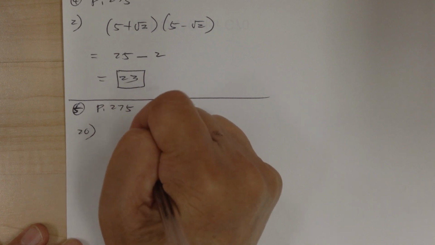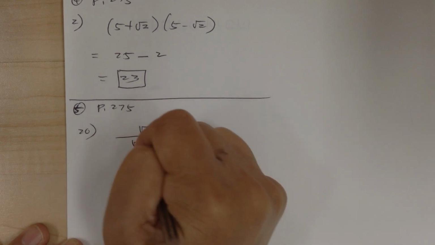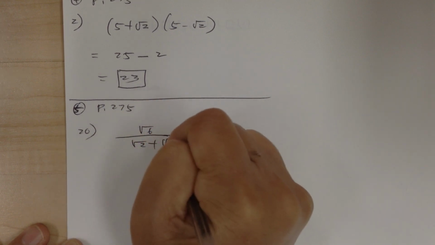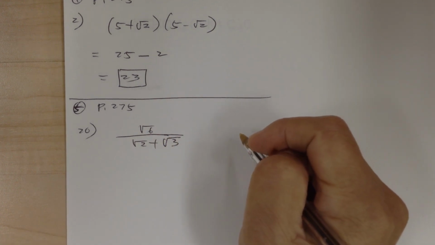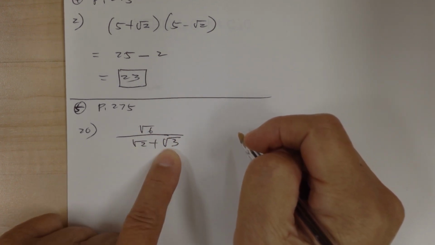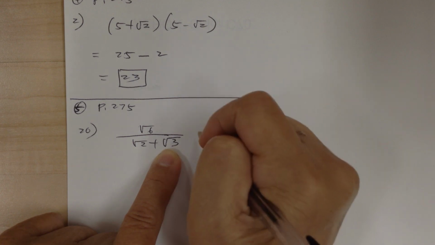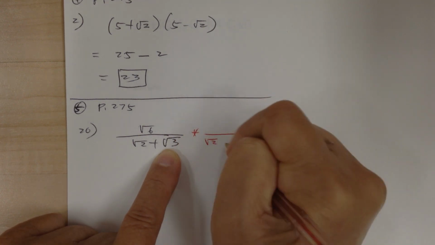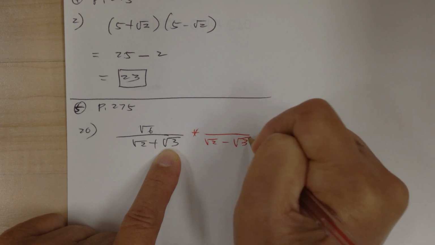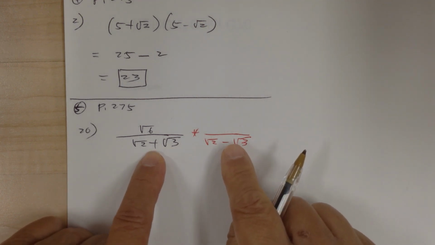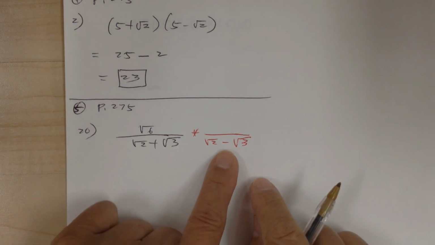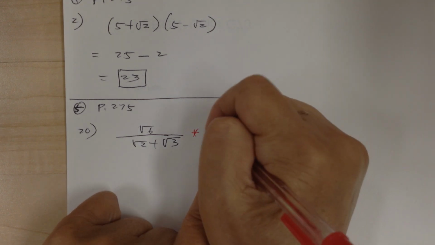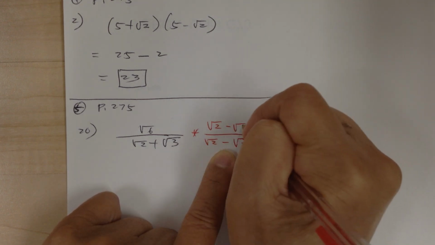Okay, you have square root of 6 over square root of 2 plus square root of 3. To get rid of the square root on the bottom, you need to multiply by the conjugate. So it'd be square root of 2 minus square root of 3. With a conjugate, one is plus, one is minus. Now because you multiply the bottom by the conjugate, you need to do the same on the top.